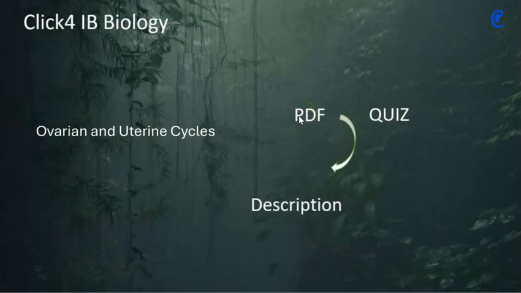We're studying topic D 3.1, reproduction. And in this particular video, we're going to be looking at what are called the ovarian and uterine cycles. And these combine into the better known menstrual cycle.